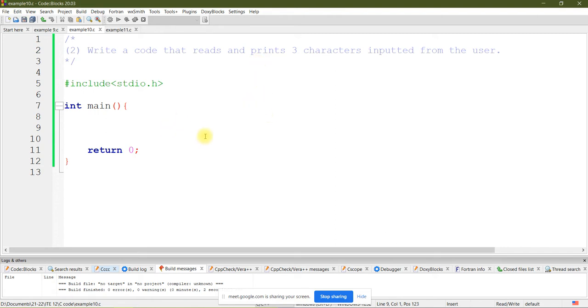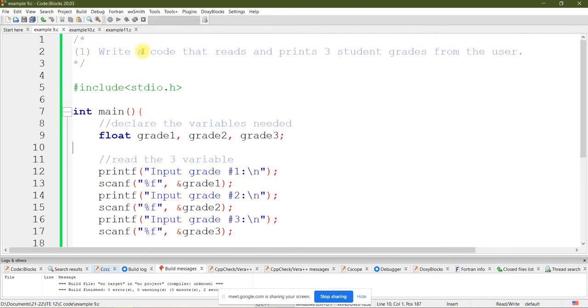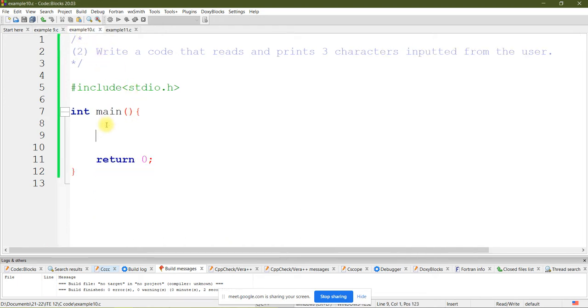Alright, so write a code that reads and prints. It is the same concept as problem number 1, but a different data type. So of course, what data type are we going to be using in this problem? Char. Yes, char. So we use char because the task is about characters. So char.